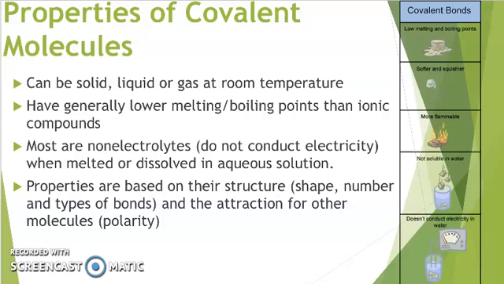So the properties of your covalent molecules: they can be solid, liquid, or a gas at room temperature. They generally have lower melting and boiling points than ionic compounds. Remember, those have really high ones. Most are non-electrolytes, so they don't conduct electricity when they're melted or dissolved in aqueous solution. And their properties are based on their structure, so the shape, number and types of bonds, and the attraction for other molecules, if they're polar or not. That affects their properties.